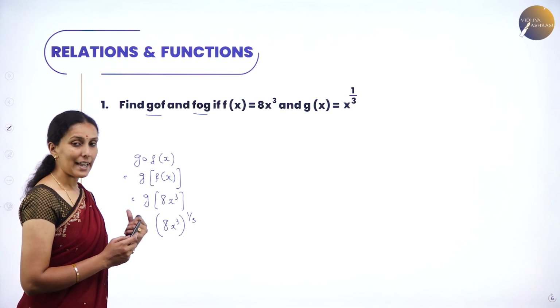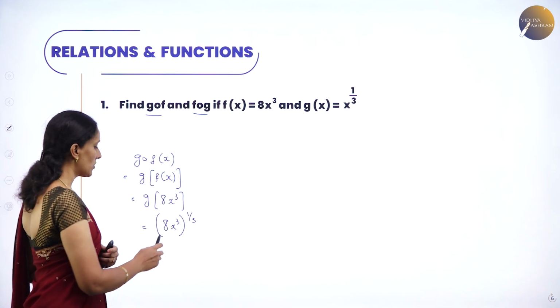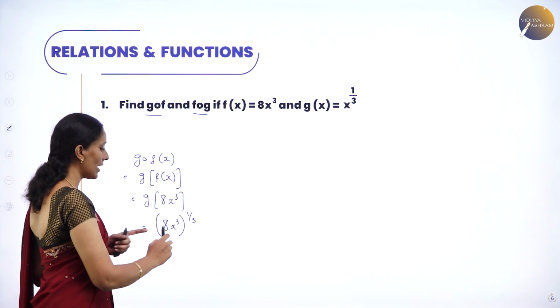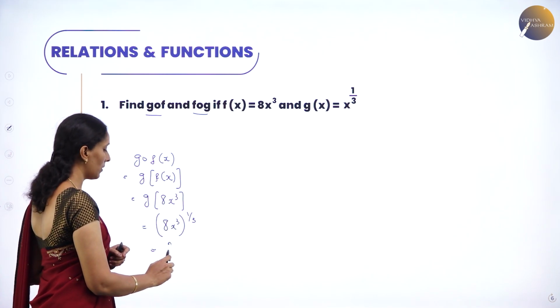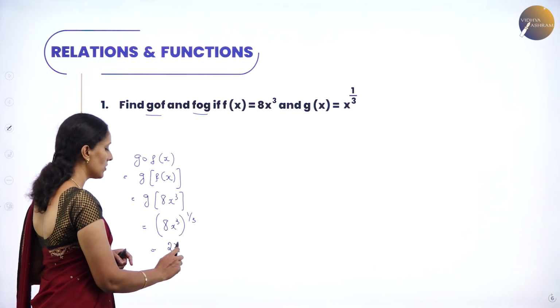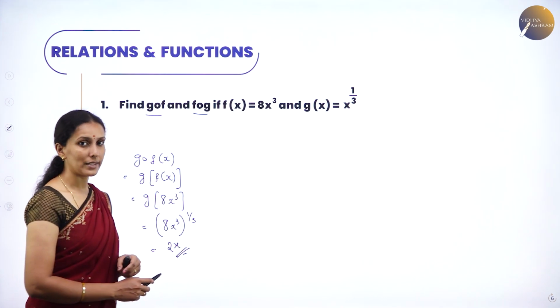We can write 8 as 2 cube. So therefore 2 cube x cube to the 1 by 3 here, or we can take cube root of 8, which is nothing but 2. X cube and 1 by 3, the 3s get cancelled. So the value is equal to 2x here.